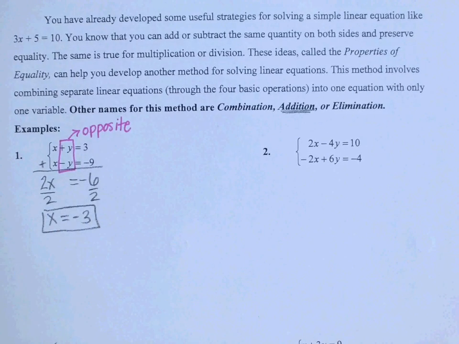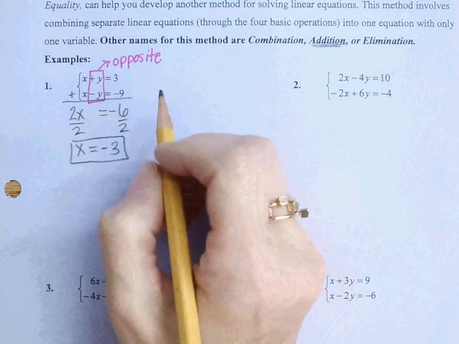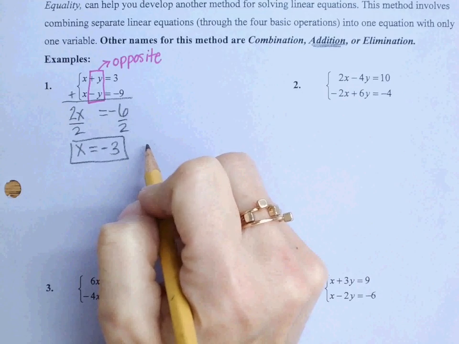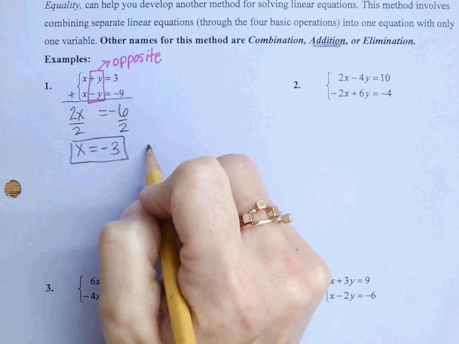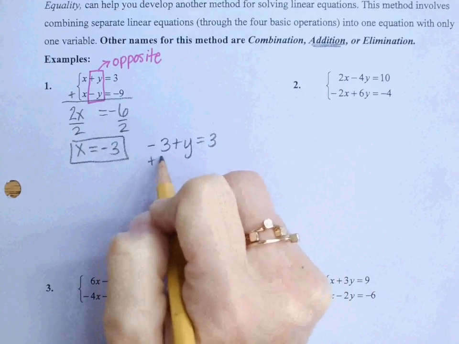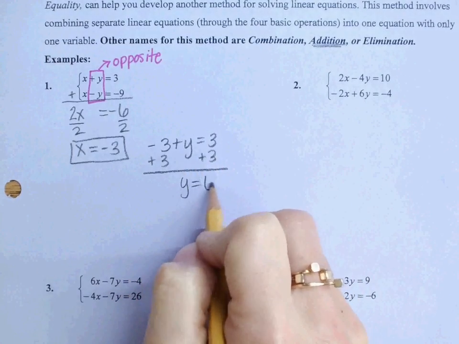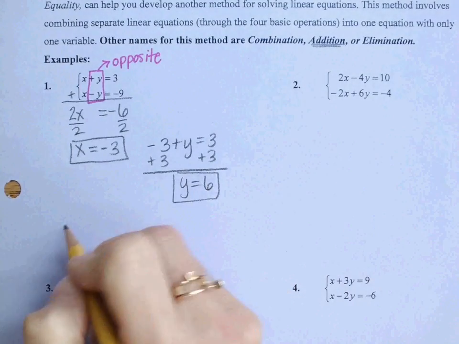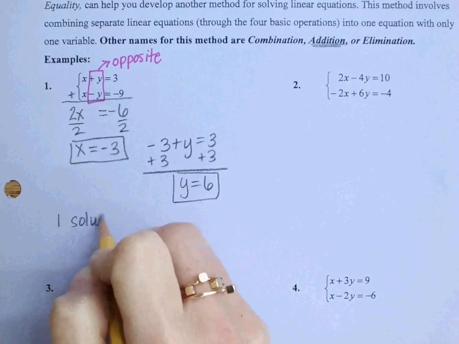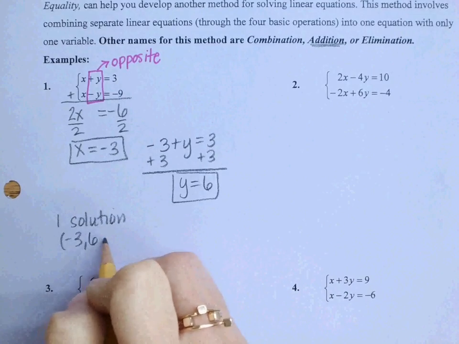Just like what we did with substitution, we are going to solve for y. It doesn't matter which equation you pick, just pick one of the equations. I'm going to go ahead and pick the first one. I'm going to take x plus y, but instead of writing x, I'm going to write negative 3 in for x, plus y is equal to 3. Then I'm going to solve for y. When I solve for y, I have y is equal to 6. The last thing I'm going to do is write down that this is one solution with the ordered pair negative 3, 6.